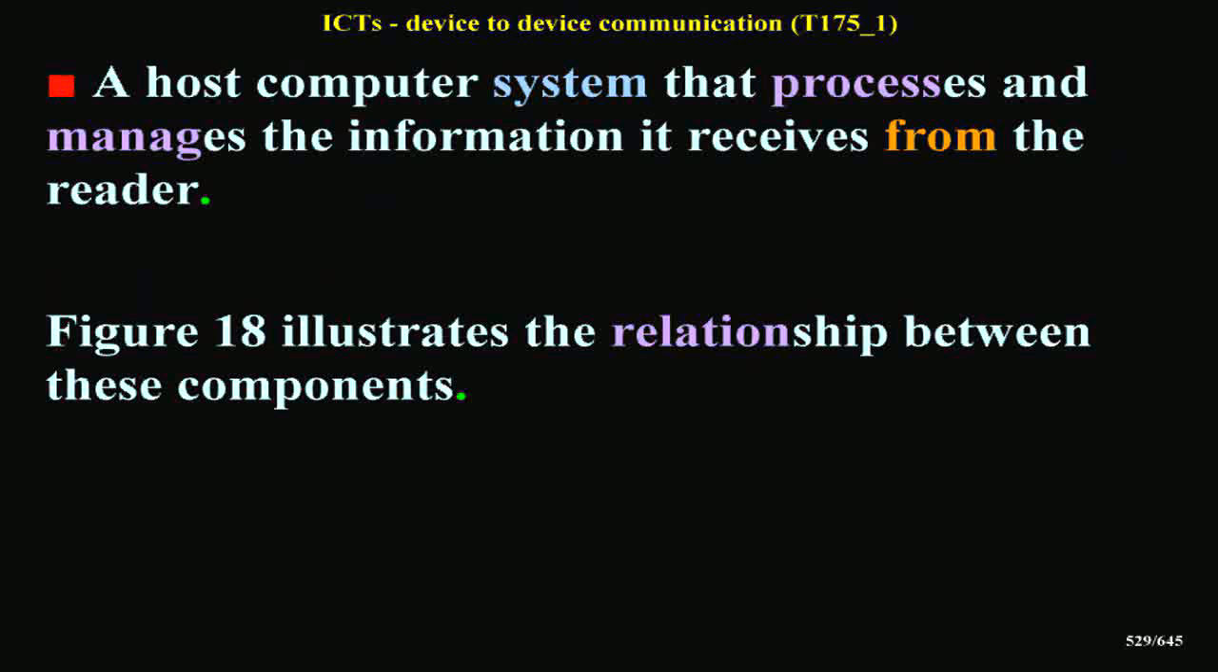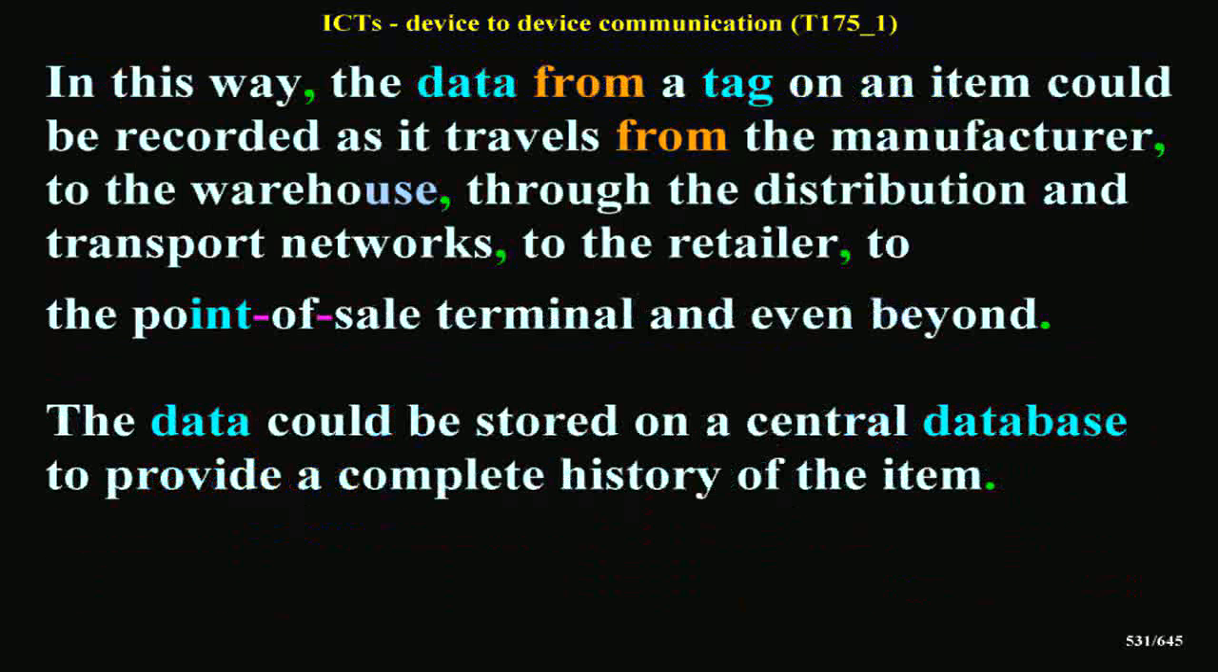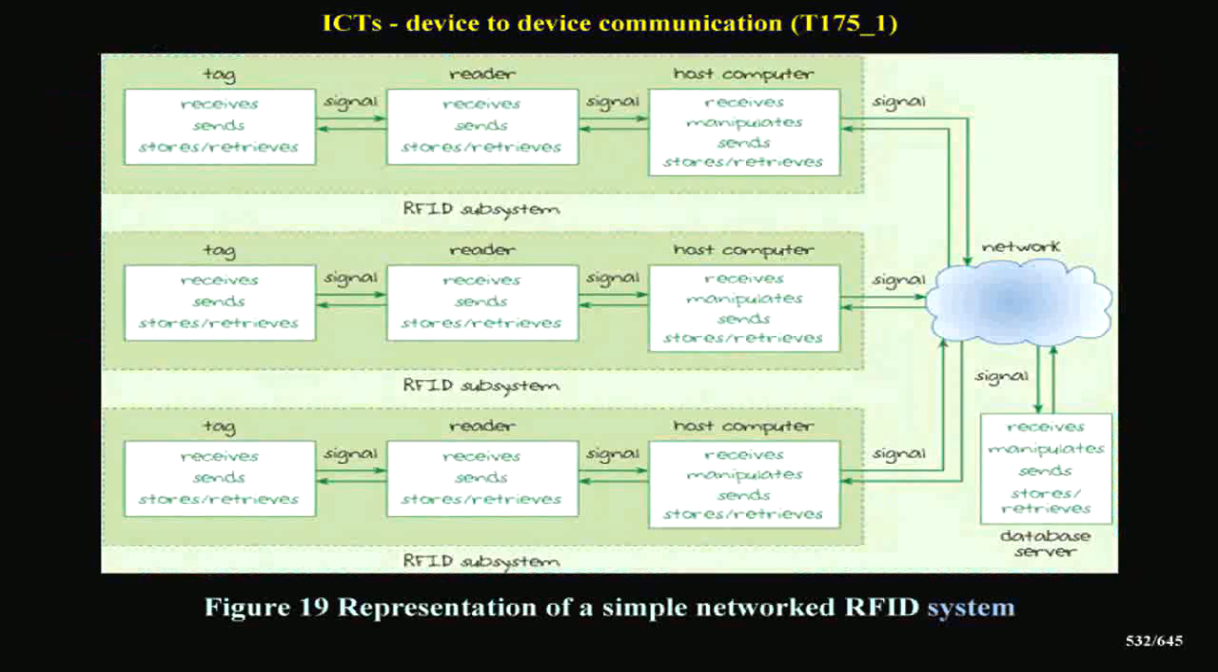Figure 18 illustrates the relationship between these components. Figure 18: representation of a simple RFID system. A reader can interrogate multiple tags and send the data from each to a host computer, which in turn could be connected through a network to other computers in an RFID system. Figure 19. In this way, the data from a tag on an item could be recorded as it travels from the manufacturer to the warehouse, through the distribution and transport networks, to the retailer, to the point-of-sale terminal and even beyond. The data could be stored on a central database to provide a complete history of the item. Figure 19: representation of a simple network RFID system.